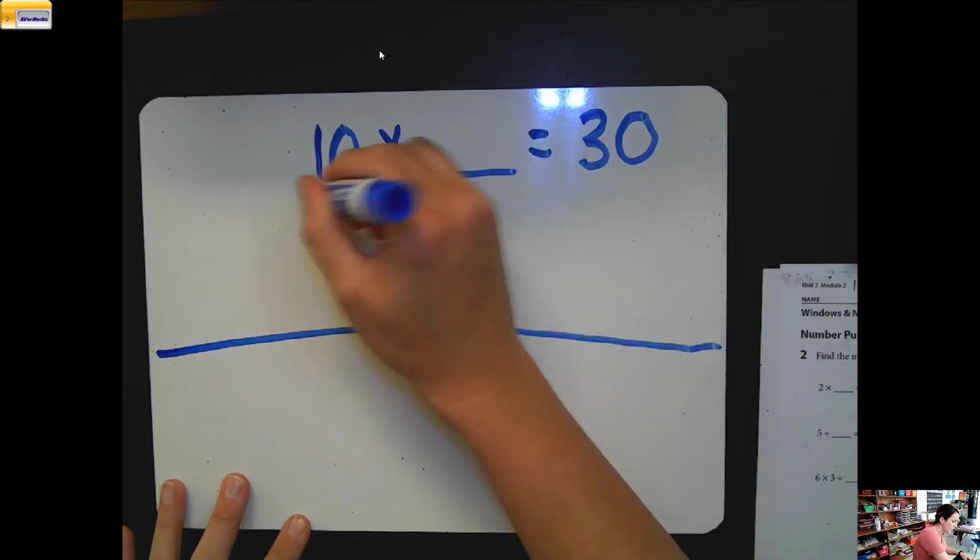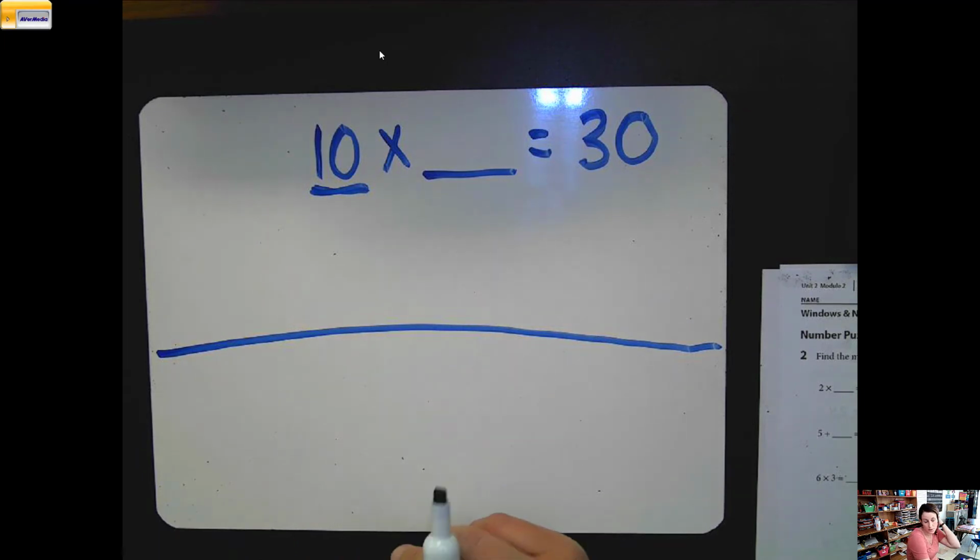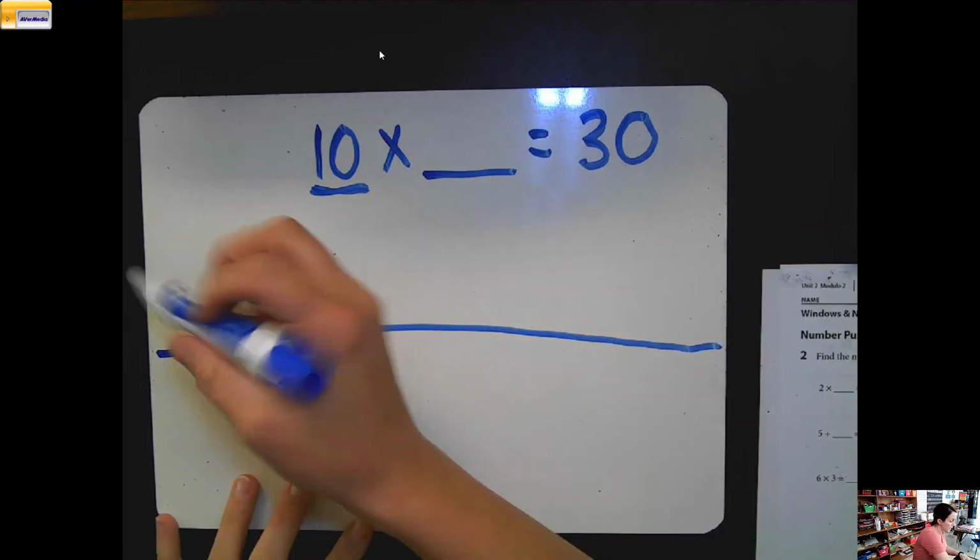Now we're going to skip count by how many? 10s until we get to 30. If you can do this on your fingers or in your head, that's even better than having to draw it out. Okay, so I'm going to skip count by 10s till I get to 30.